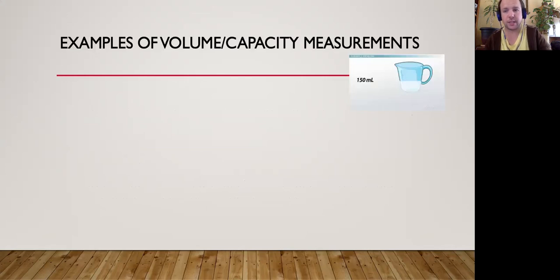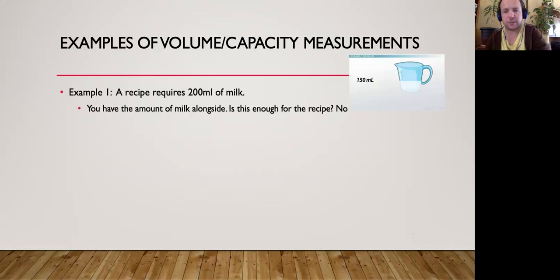Right, so let's have a look at an example. Let's say I give you 150 mils of milk, and there's a recipe that I want to use that requires 200 milliliters of milk. Now the question is, is there enough milk for this recipe? The answer is no, because you need an extra 50 mils. So, is this enough for the recipe? No. If not, how much milk do you need? We need 50 mils extra.